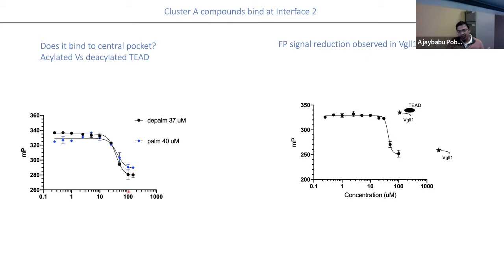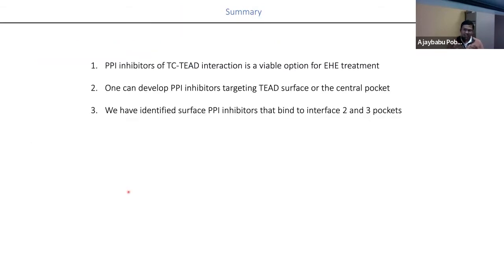So we were lucky in the initial screen that we got something that binds to interface 3. We have difficulty following that up. Now we're excited to identify something that binds to interface 2. Are we going to follow up on this and try to see whether we can develop a drug-like molecule from this? So overall, I think I'm pretty much reaching my 10-minute time. So the take-home message that we want to convey is that PPI inhibitors of the TAZ-TEAD interaction are actually a viable option, even for EHE treatment in particular.